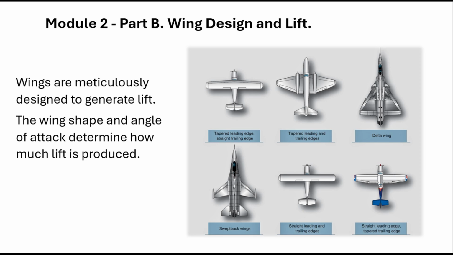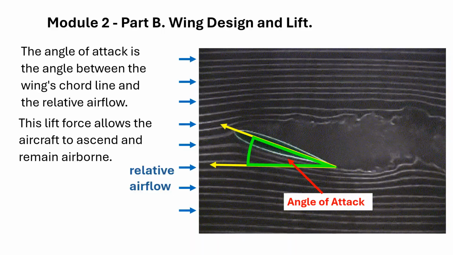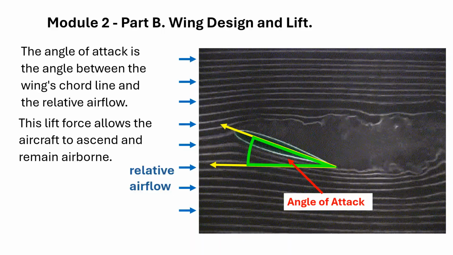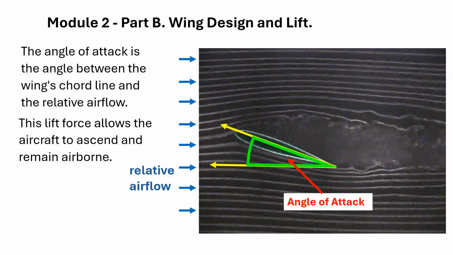Part B. Wing design and lift. Wings are meticulously designed to generate lift. The wing shape and angle of attack determine how much lift is produced. The angle of attack is the angle between the wing's chord line and the relative airflow. This lift force allows the aircraft to ascend and remain airborne.